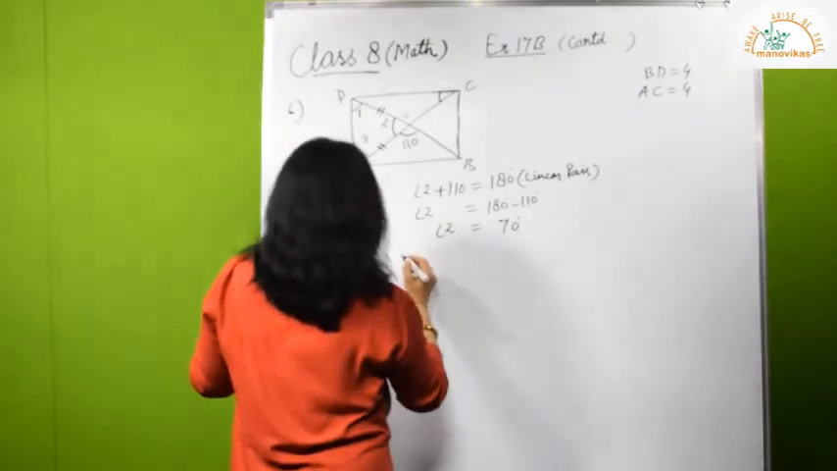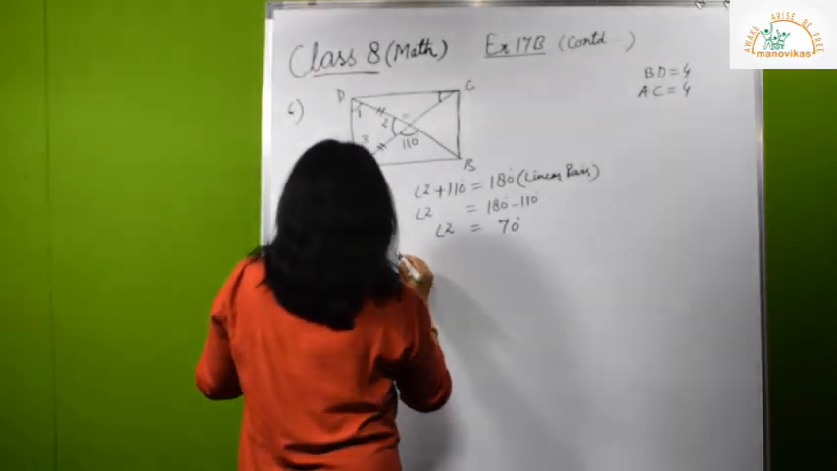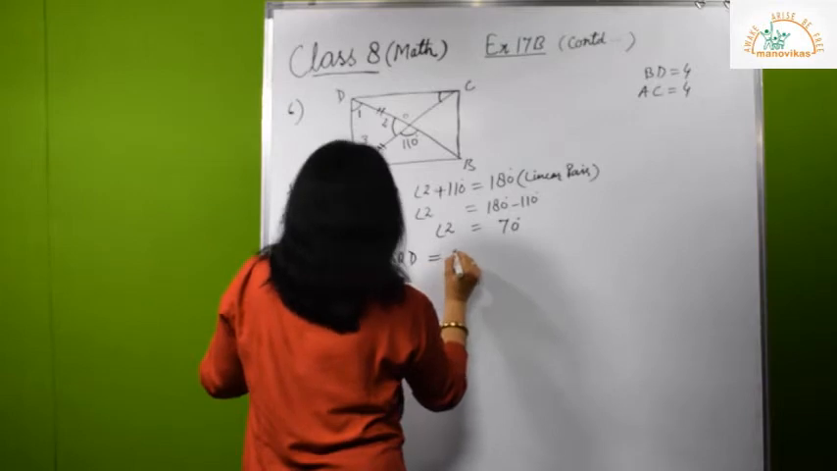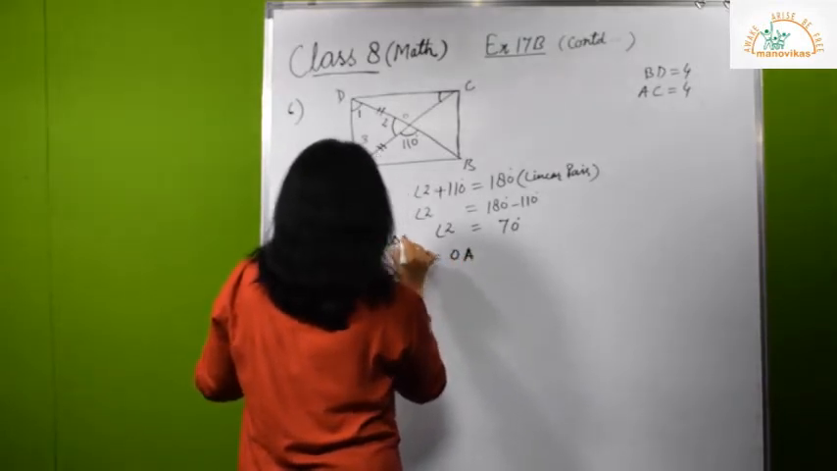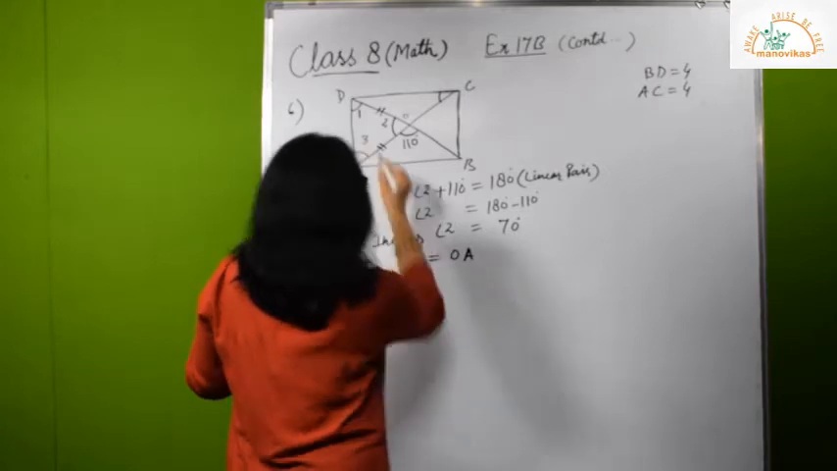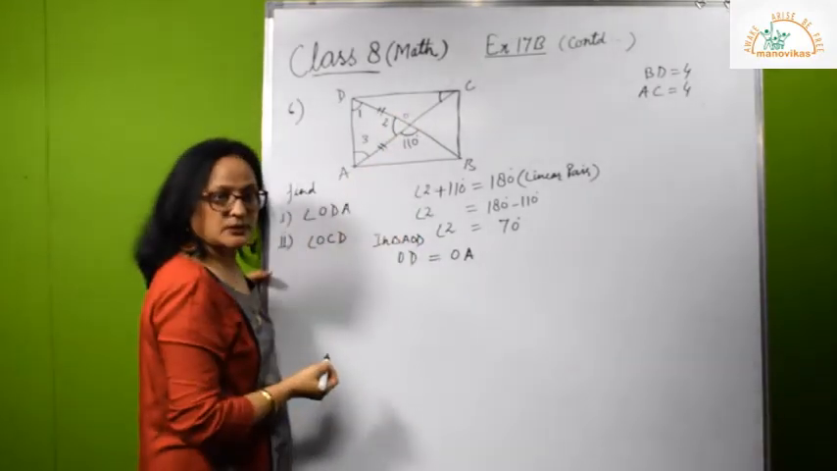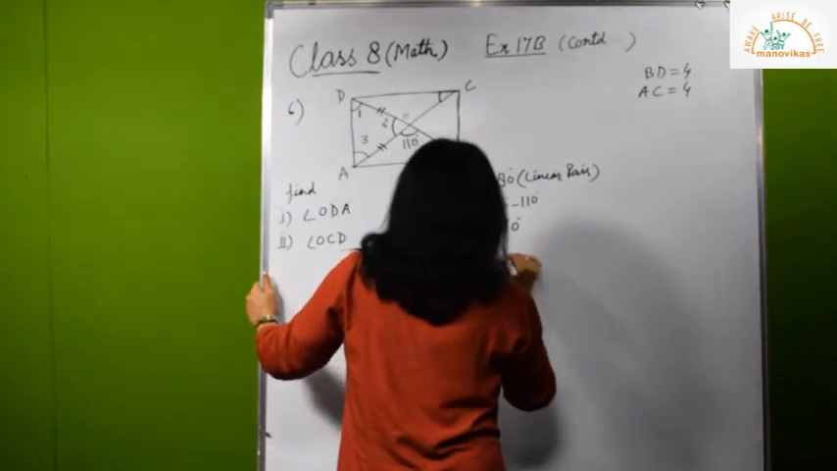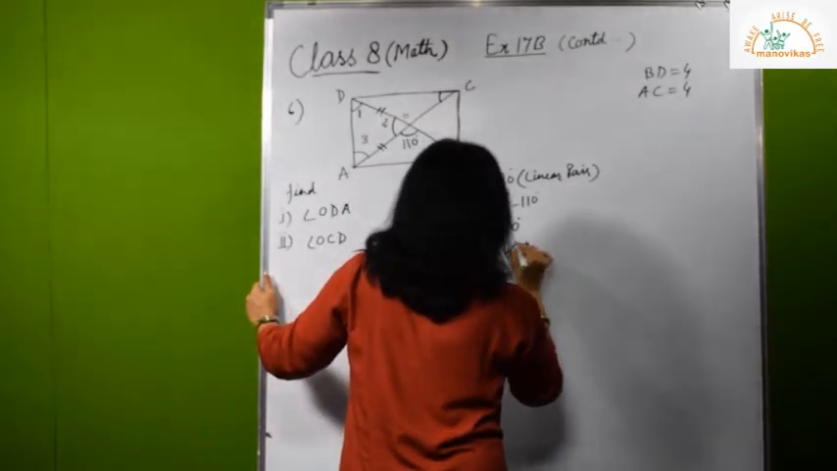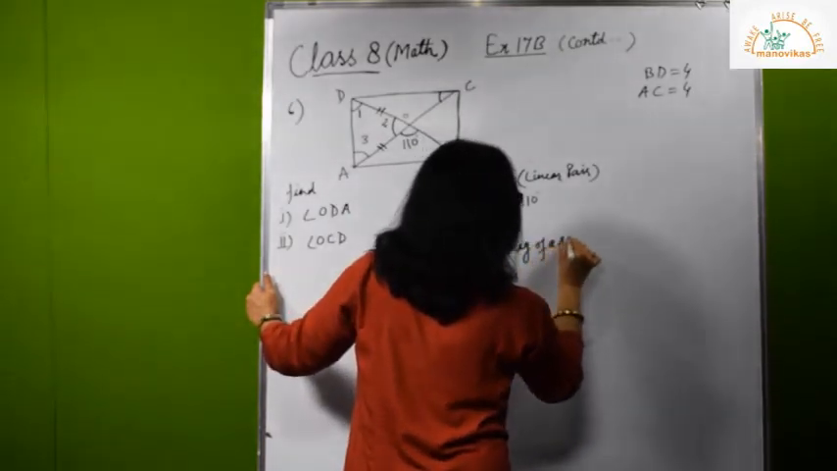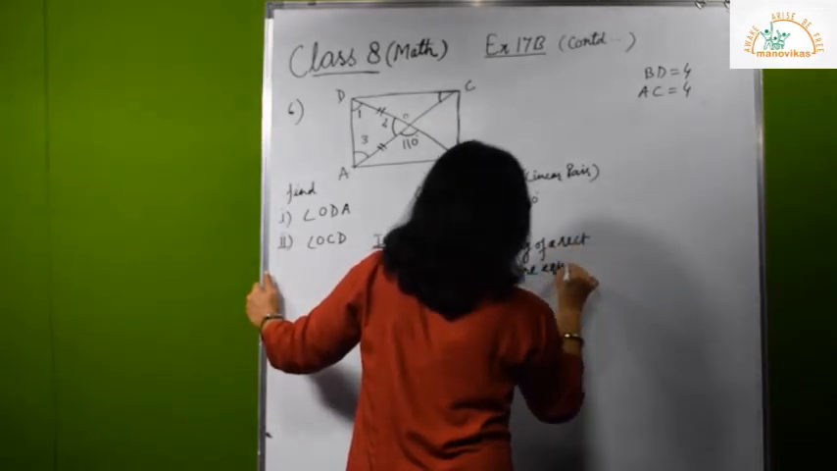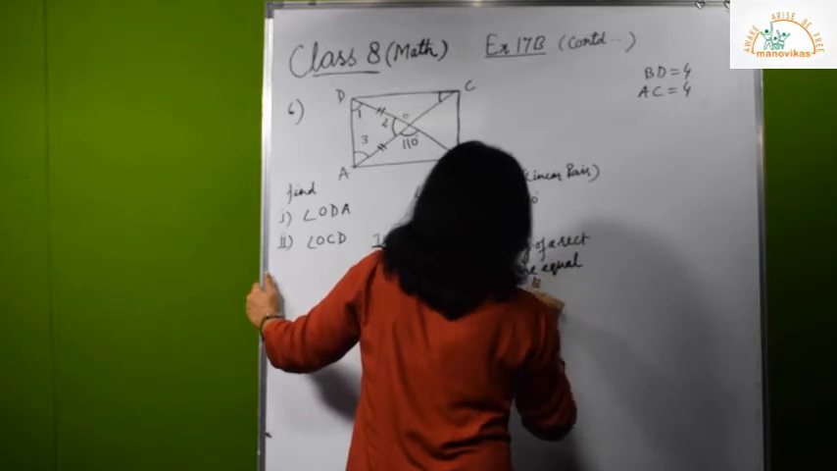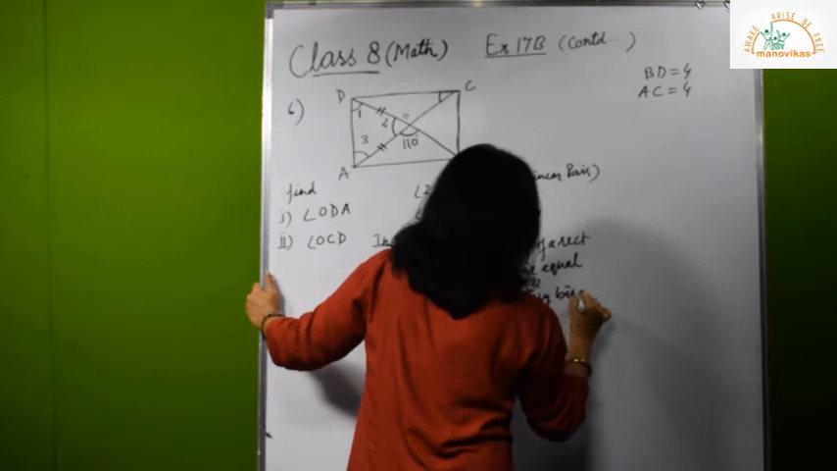So we can write here OD is equal to OA in this triangle. In triangle AOD, OD is equal to OA. Reason: diagonals of a rectangle are equal and they bisect each other. So their halves are also equal. This is the reason.